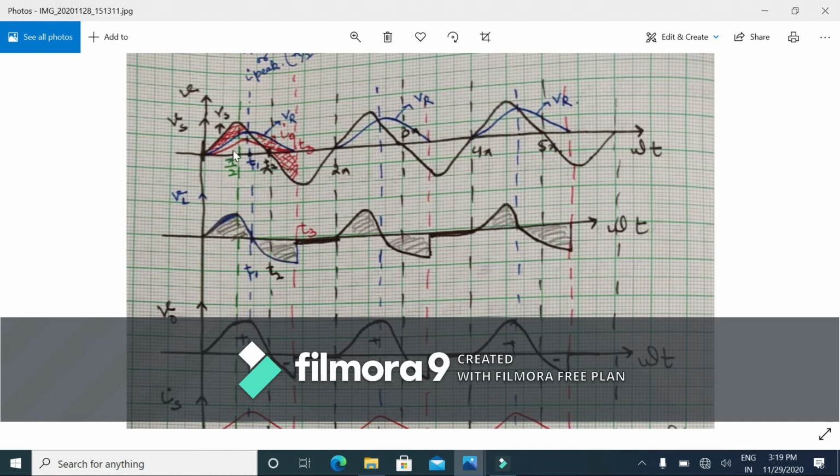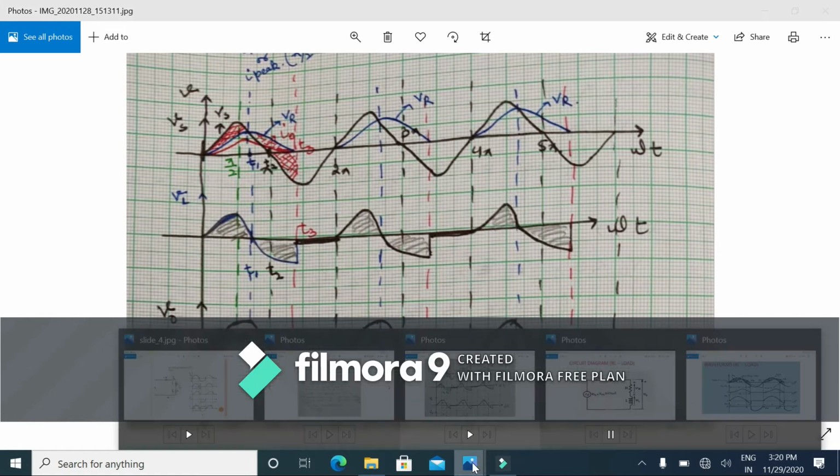That means this is the current, and here you can see I am showing the peak of this current at this T1, that is somewhere between pi by 2 to pi, and this current is extended beyond this pi, and this current ceases at this point T3.